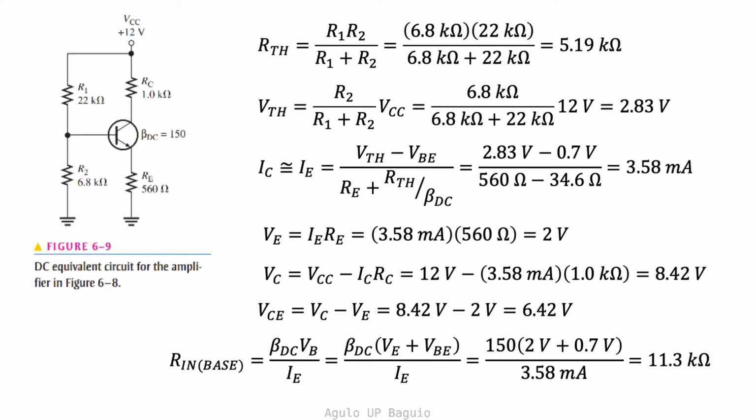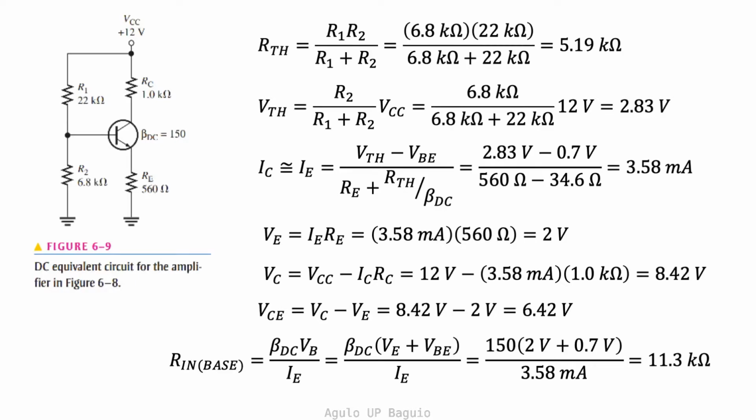In order to get the Q point, we need to analyze the voltage divider bias of the transistor. We analyze this using the Thevenin equivalent circuit discussed in the previous slide. We first solve for the RTH, which we obtain as 5.19 kiloohms. Next, we solve for the Thevenin voltage and obtain a value of 2.83 volts. We can solve for IE next, which we find to be 3.58 milliamperes. Since IC is approximately equal to IE, then IC is also 3.58 milliamperes. This is one coordinate of the Q point.